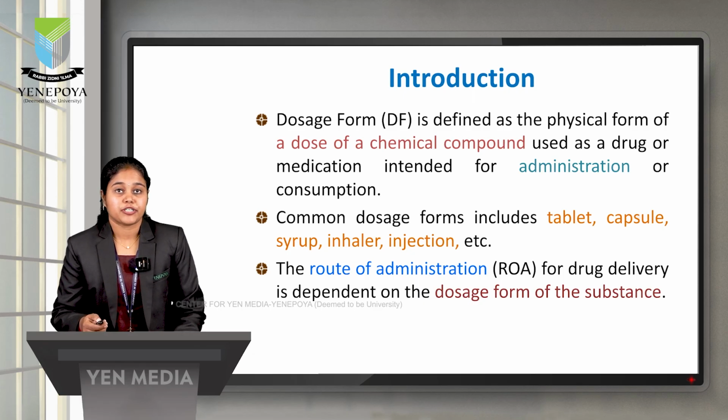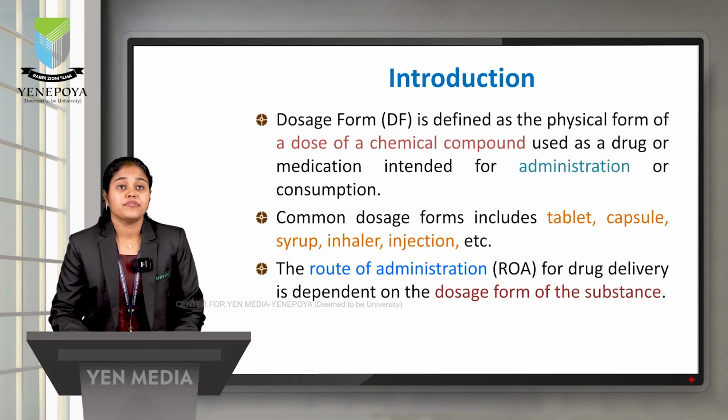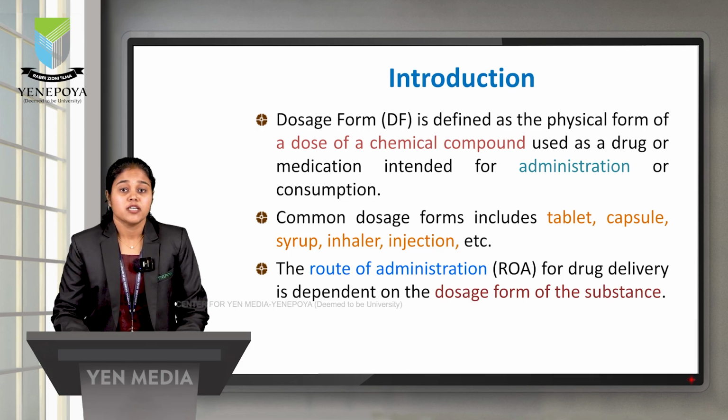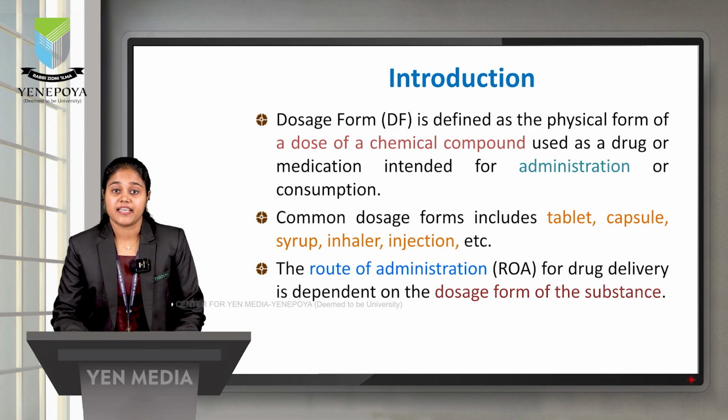So we will move on to the introduction part. We will see what is dosage form. Dosage form is defined as the physical form of a dose of a chemical compound used as a drug or medication intended for administration or consumption. Mainly it contains the active pharmaceutical ingredient, which is responsible for the pharmacological action, as well as the therapeutic action.